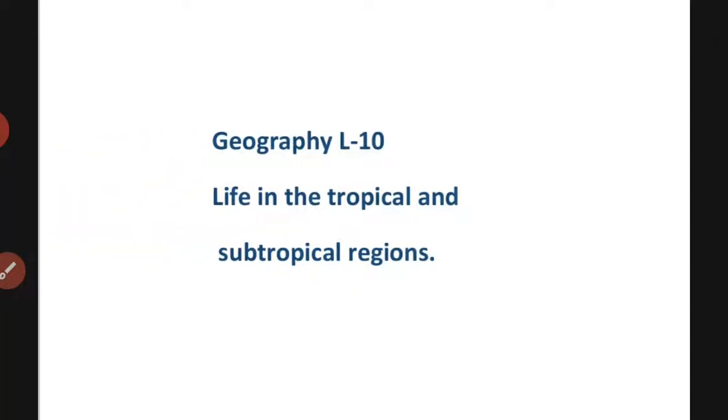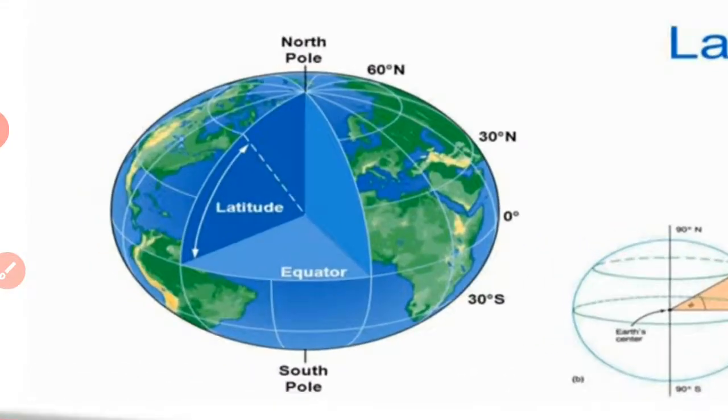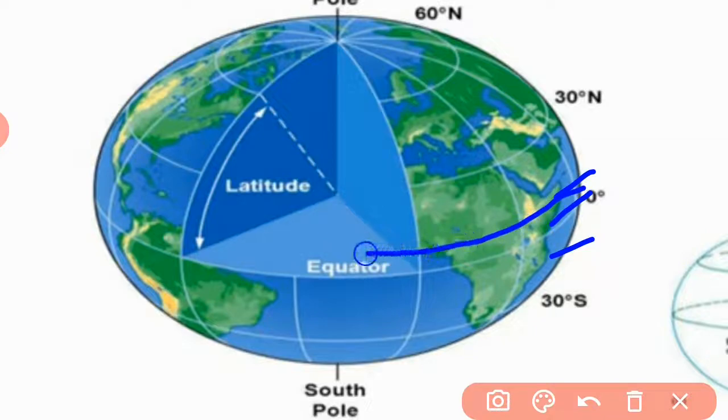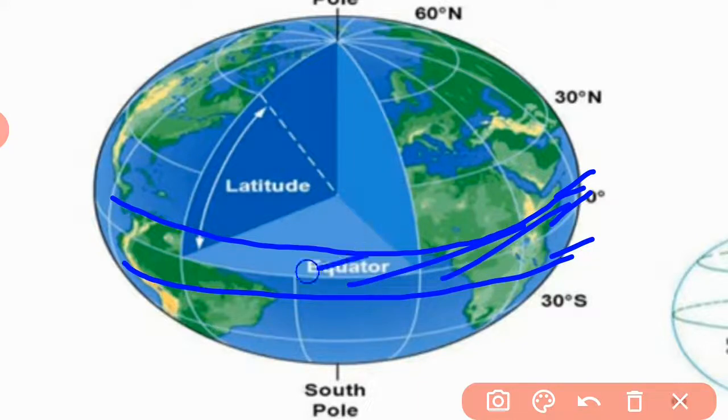Children, today we are going to start a new chapter of geography, that is chapter 10, Life in the Tropical and Subtropical Regions. So, which are the tropical and the subtropical regions? The tropical regions lie close to the equator. So, this is the equator. It extends between 10 degrees north and 10 degrees south. So this is 10 degrees north, this is 10 degrees south. So the tropical region is lying close to the equator. This region is the tropical region.